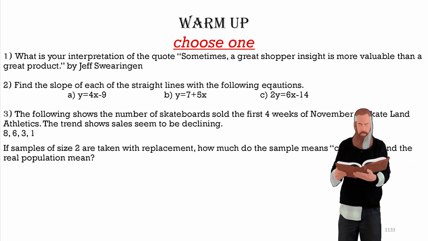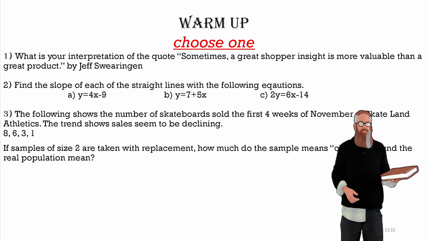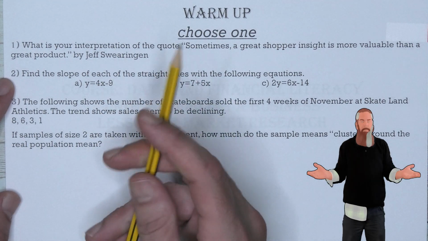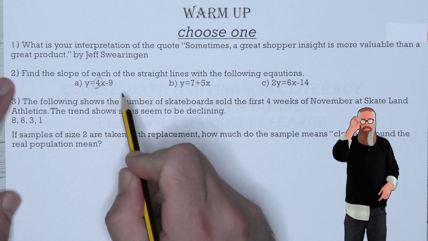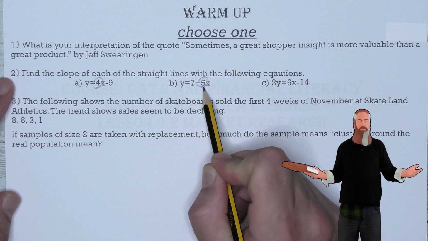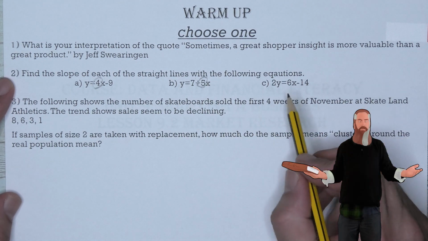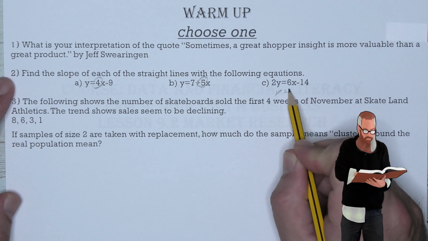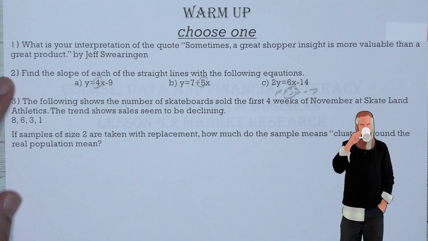Before we get into it, let's take a look at warm-up number 2. Find the slope of each of the straight lines with the following equations. Well, in the first one, it is in y = mx + b, meaning 4 is the slope. In the second one, while it's written backwards, it is still in y = mx + b form, and 5 is the slope. Now on C, we need to divide everything by 2, giving us y = 3x - 7, and 3 is the slope.